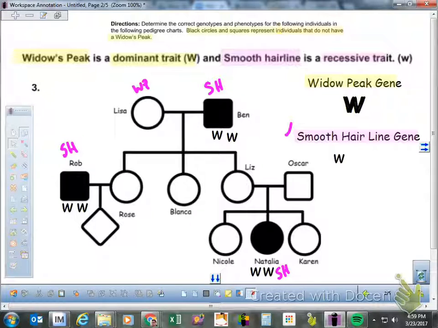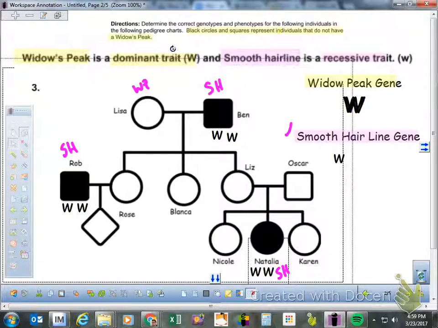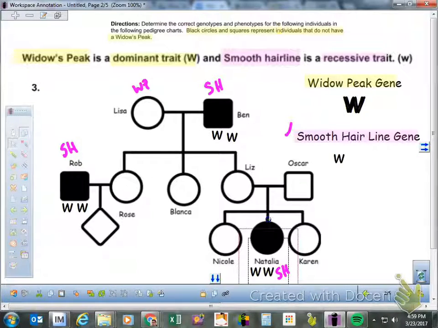So let's start with Natalia. What does Natalia tell us about her parents? Well, number 1, remember that these genes, one had to come from dad, and one had to come from mom. That's the only way Natalia becomes little w little w, the only way she has a smooth hairline. So you have to make sure that you understand that part.